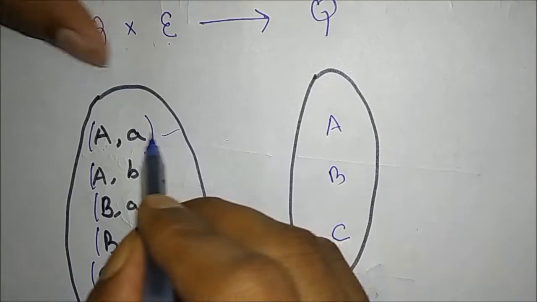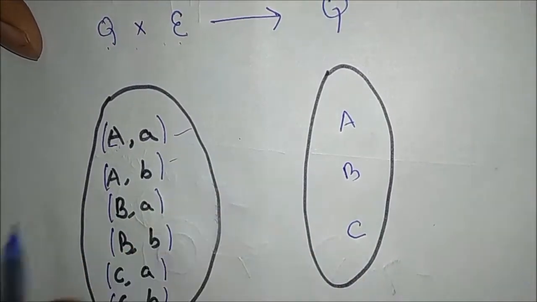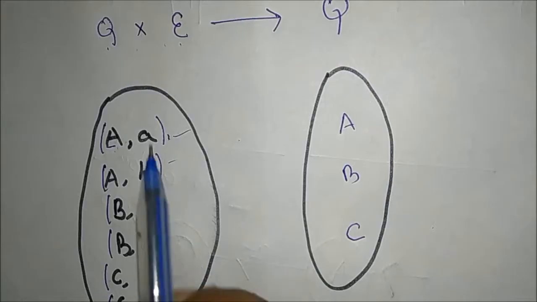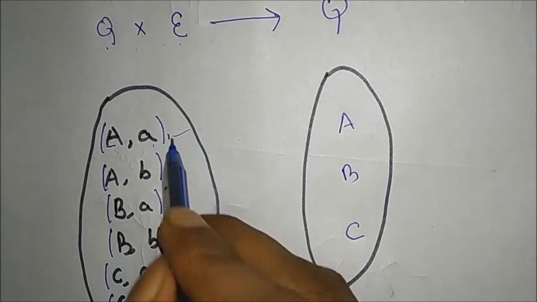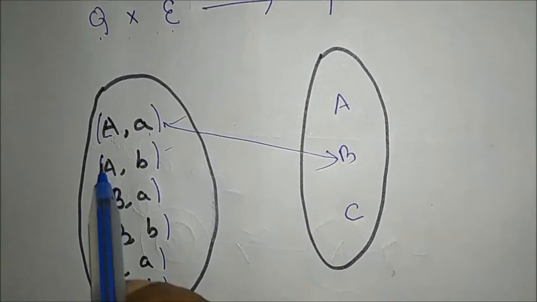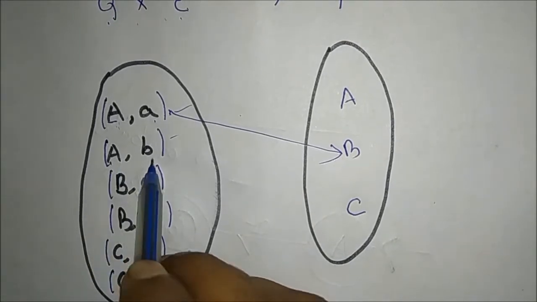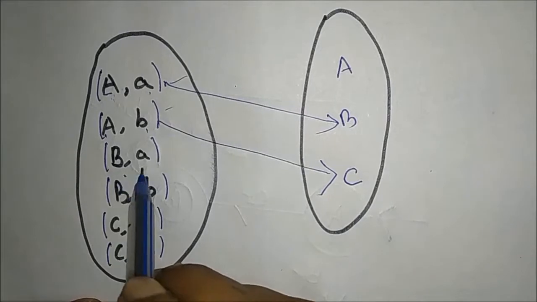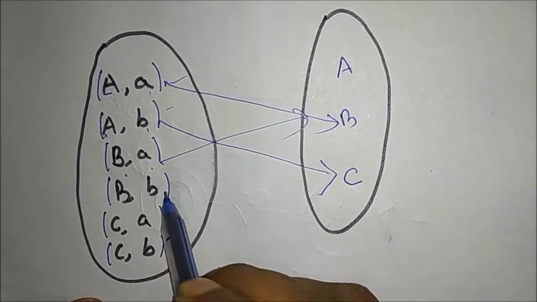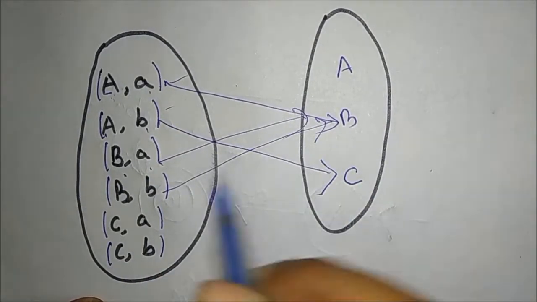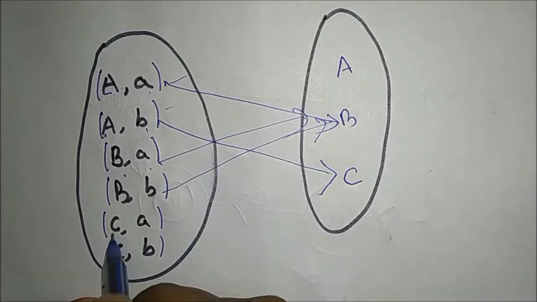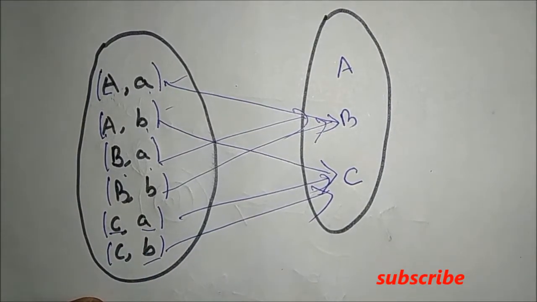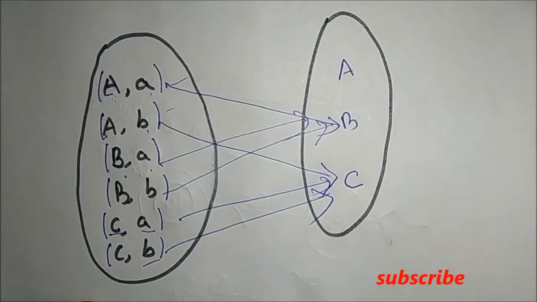In state A, after seeing input A, we go to state B. And in state A, after seeing input B, we go to state C. Similarly, in state B, after seeing input A, we again go to state B. And in state C, after seeing input A and B, we go to state C. Now this is about the deterministic machine.